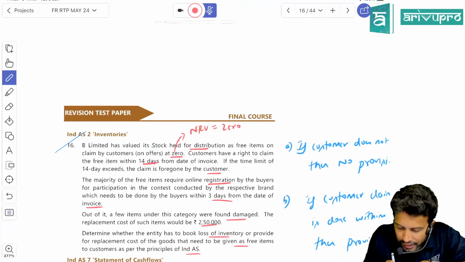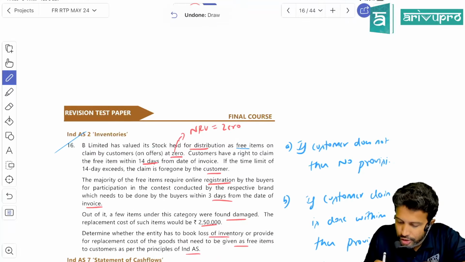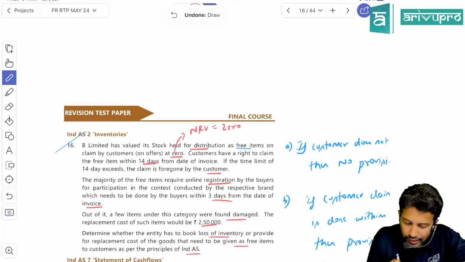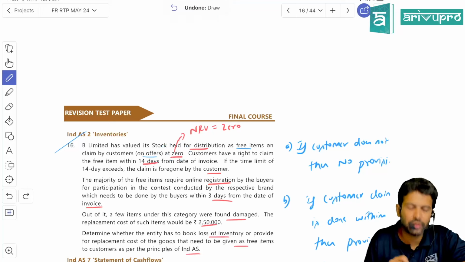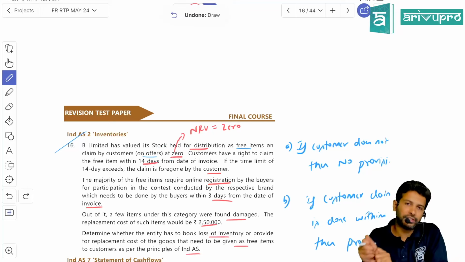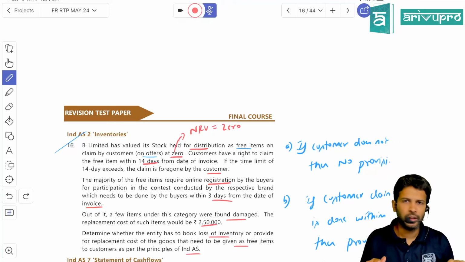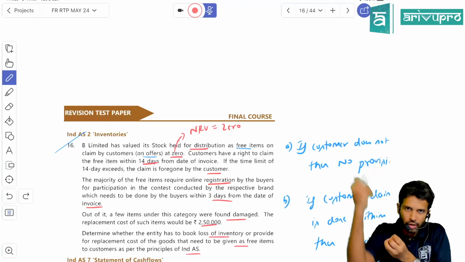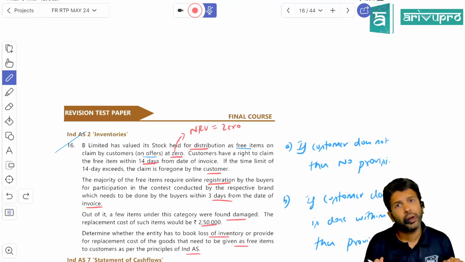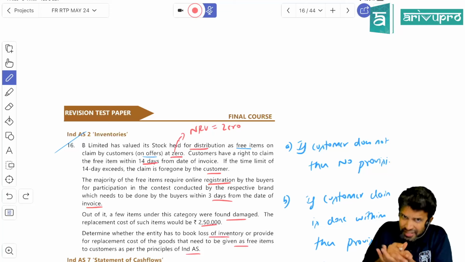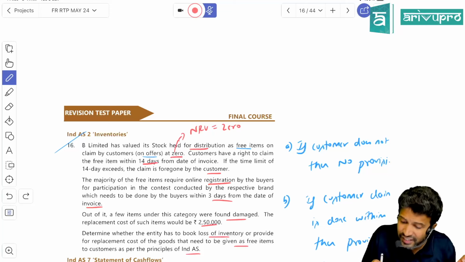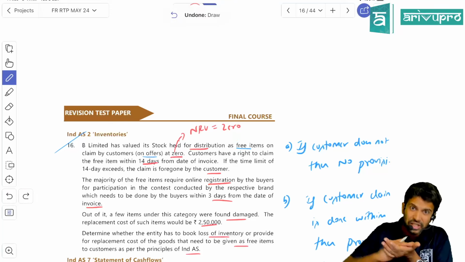B Limited, one company. They valued the stock held for distribution as a free item on claim by customers on offers at 0. Some inventory, sir, they valued at 0. So why have they shown it at 0? Because inventory is to be valued at cost or NRV, whichever is lower. How is this 0? Sir, are we selling this inventory? No, we are giving this inventory as a free item. We are distributing this as a free item.